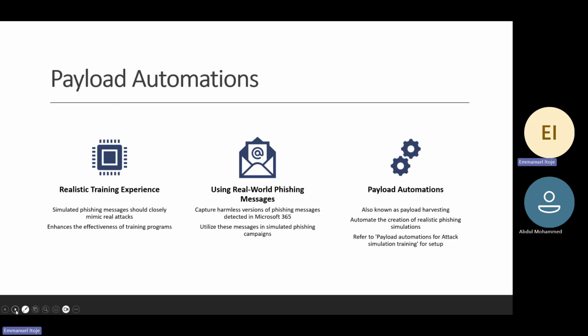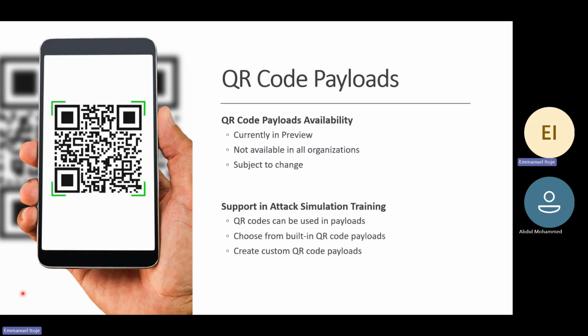The next one, we talk about the QR code payload. Microsoft is just introducing this, right? Attack simulation training also supports using QR codes in payloads. You can choose from a list of built-in QR code payloads, or you can create a custom QR payload. But it's very important that you know this is currently in preview. It's just being introduced by Microsoft. Because of that, it's not available in all tenants, not available for all organizations, and it's still subject to change because again, it's still in preview, right?